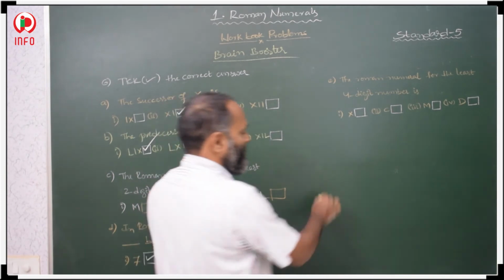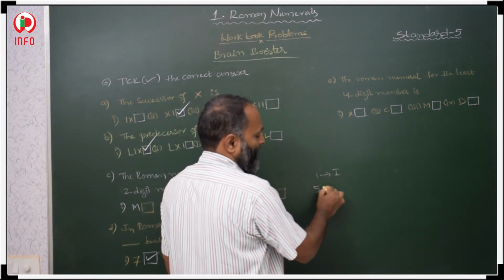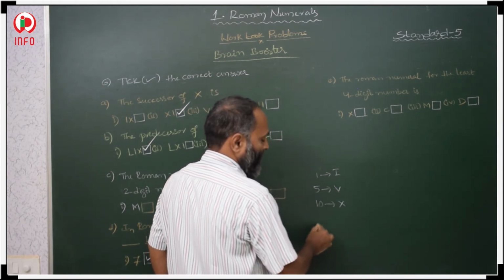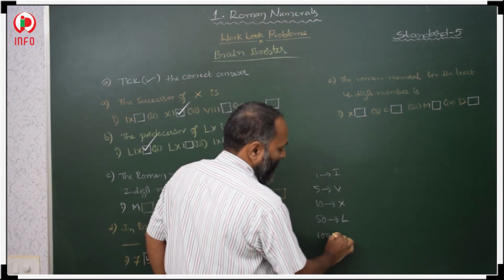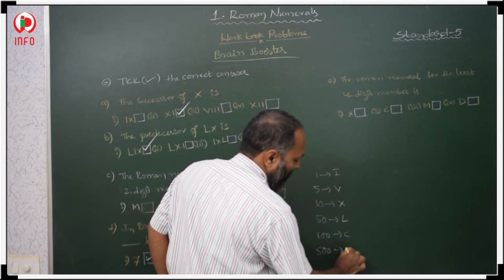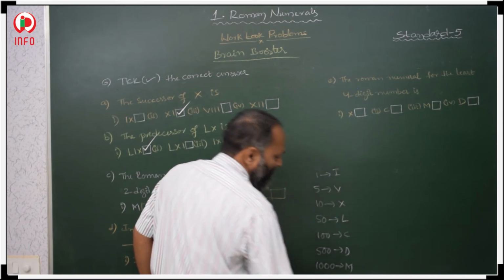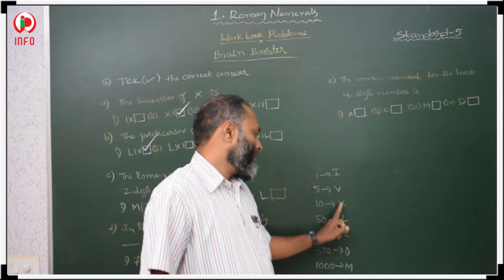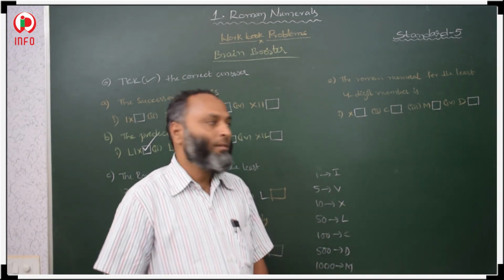What are those symbols? 1 is represented by I, 5 by V, 10 by X, 50 by L, 100 by C, 500 by D, and 1000 by M. These are the 7 basic representations in Roman numerals. 1, 2, 3, 4, 5, 6, 7. 7 basic Roman numerals. Okay.